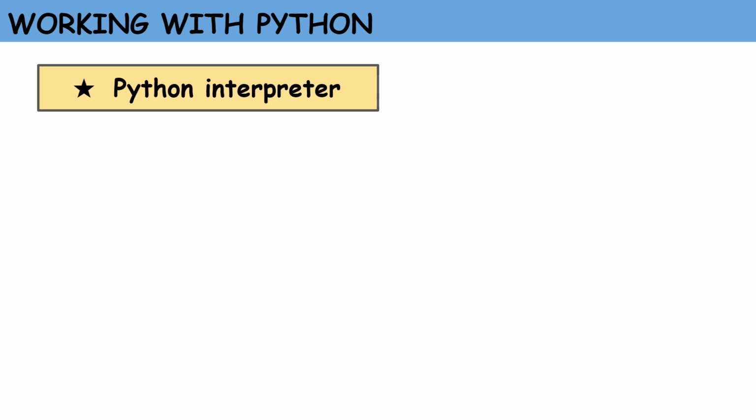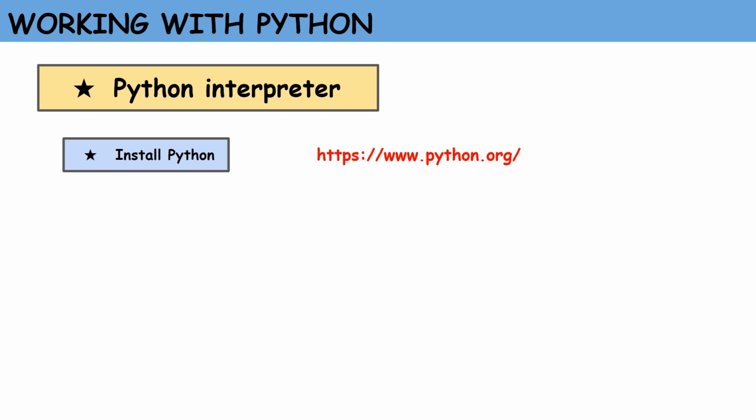Next, we will see how to write and execute or run a Python program. To write and run a Python program, we need to have a Python interpreter installed on a computer, or we can use any online Python interpreter. To install a Python interpreter, we can directly visit the official website www.python.org and download the latest Python IDLE. IDLE stands for Integrated Development and Learning Environment.